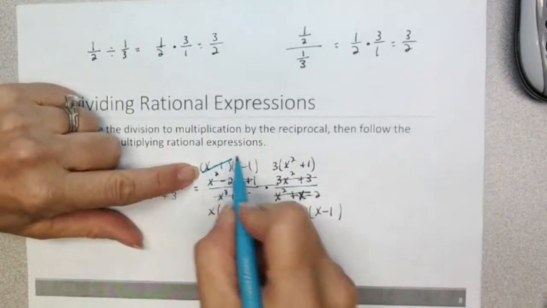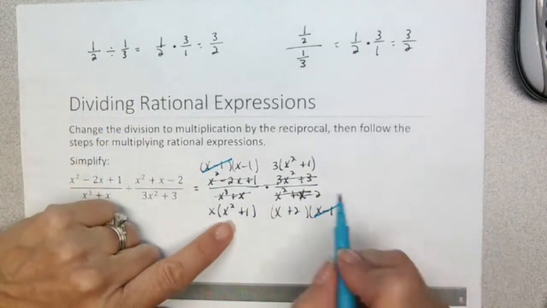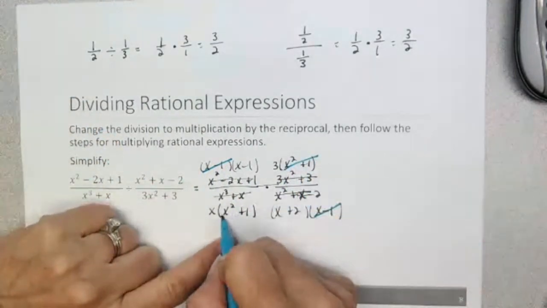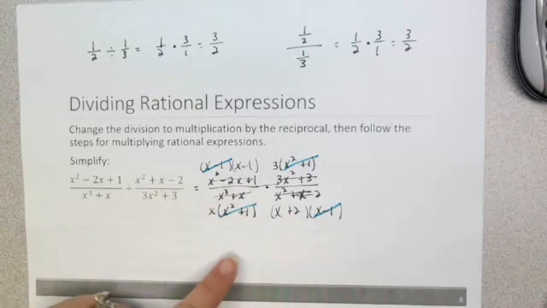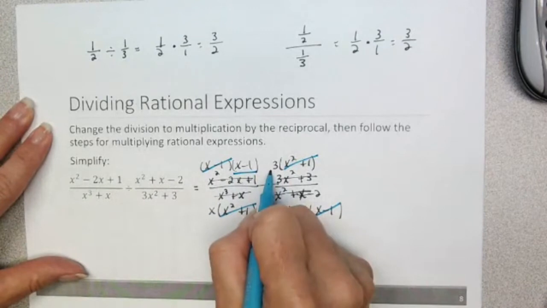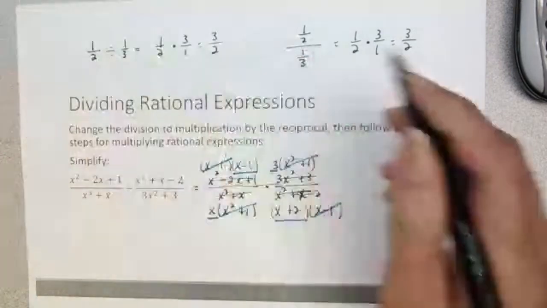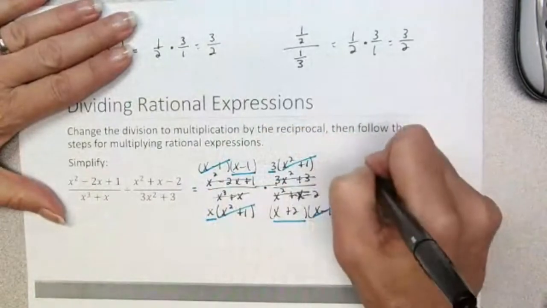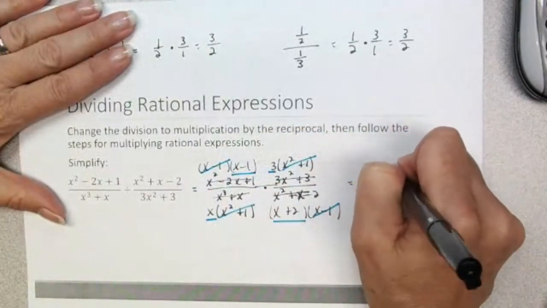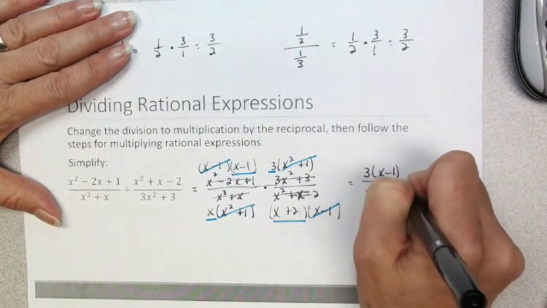So I see an x minus 1 in the numerator and the denominator. I see an x squared plus 1 in the numerator and the denominator. And it looks to me like that's all that we'll divide out. I've got to keep that x minus 1, the 3, the x, and the x plus 2. Okay, so we end up with 3 times x minus 1 over x times x plus 2.